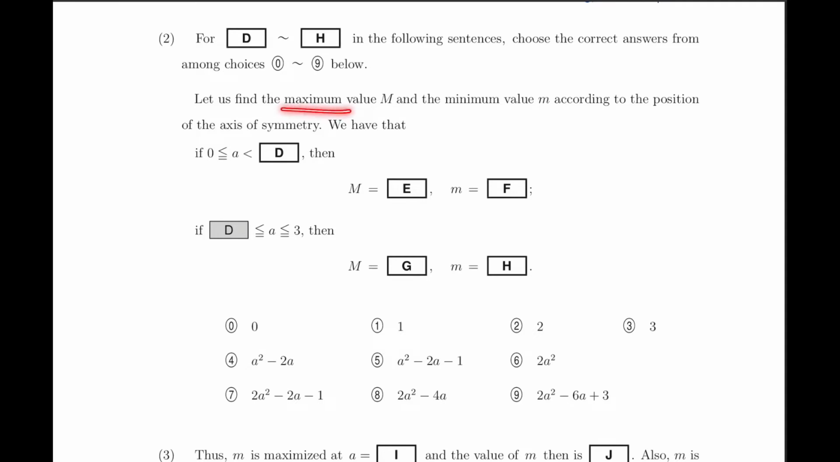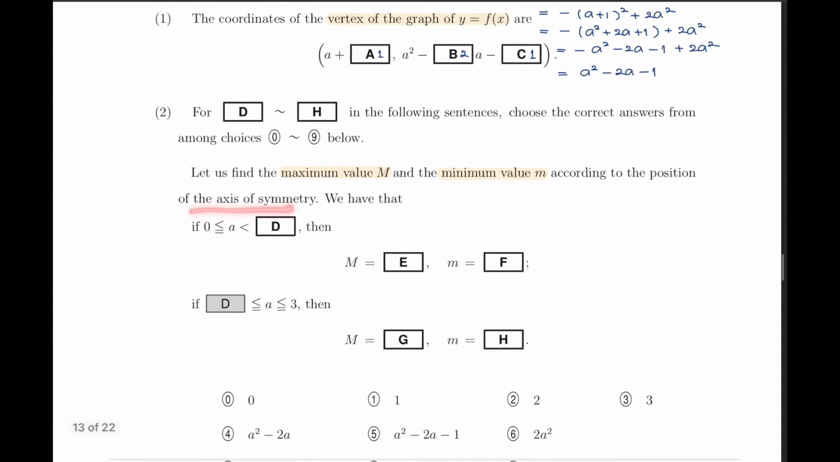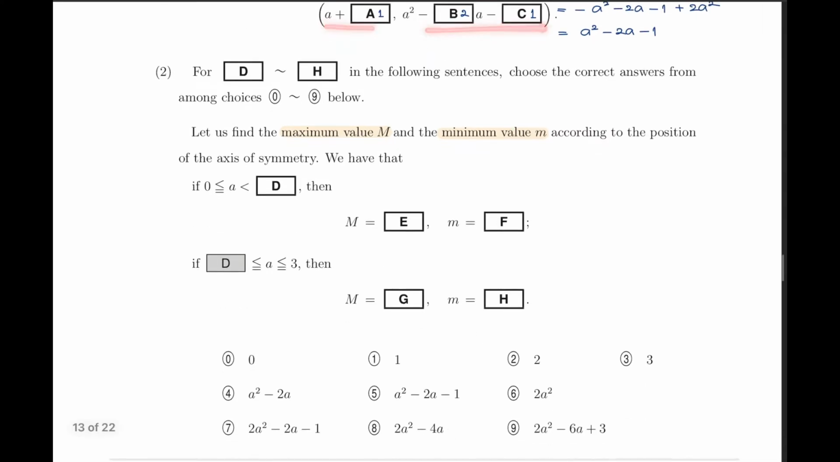Let us find the maximum value, capital M. So we want to find the maximum value and the minimum value M according to the position of the axis of symmetry. So we have that blah blah blah. The axis of symmetry is what we already found earlier. This is the axis of symmetry.